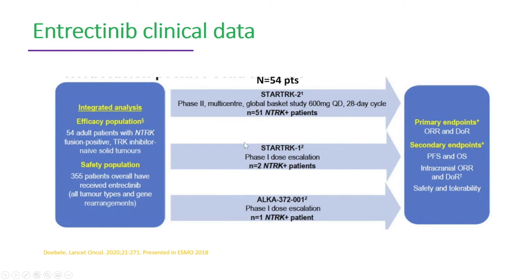With the second drug, Entrectinib, it's almost the same design, early phases, primary endpoint with the overall response and duration, and the secondary is the progression-free survival. Dose is 600 mg every day for 28 days, so it's a once daily regimen. Now, this is the adult trial, and there is one trial, but I'm including the adult trial, 54 adult patients with NTRK fusion positive, and also 355 patients overall considered for safety.